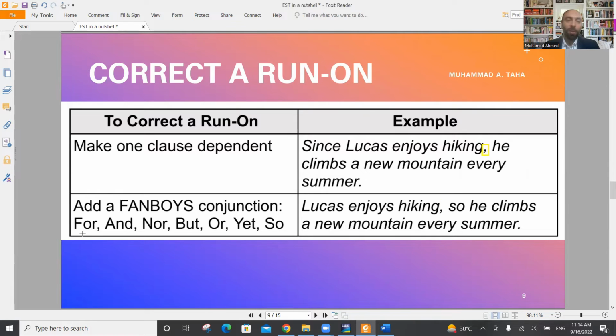FANBOYS stands for: F for, A and, N nor, B but, O or, Y yet, S so. So I can use one of these, but don't forget to put a comma before these conjunctions. Lucas enjoys hiking, so he climbs a new mountain every summer. These are all the ways that you can make use of them to fix this error.